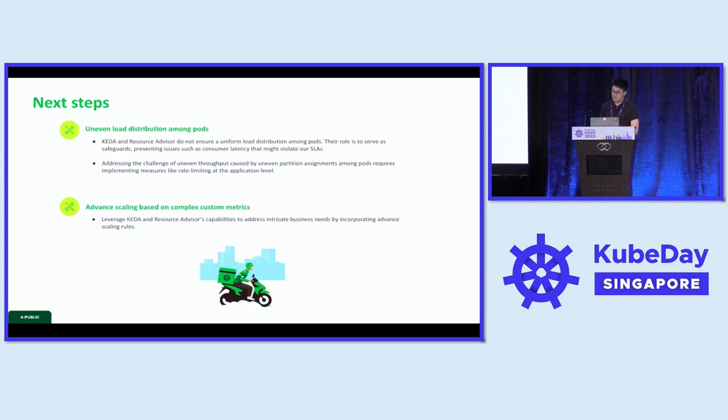To address the challenge of uneven throughput caused by the uneven partition assignment among pods, we need to consider implementing measures like rate limiting at the application level.